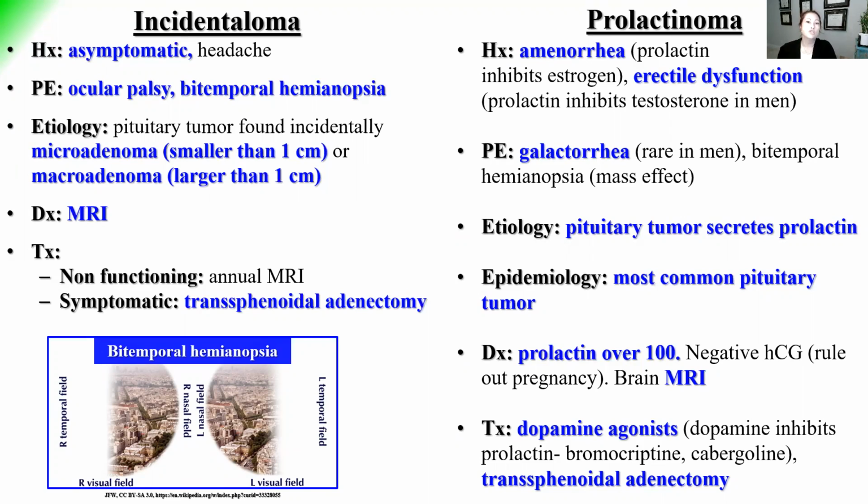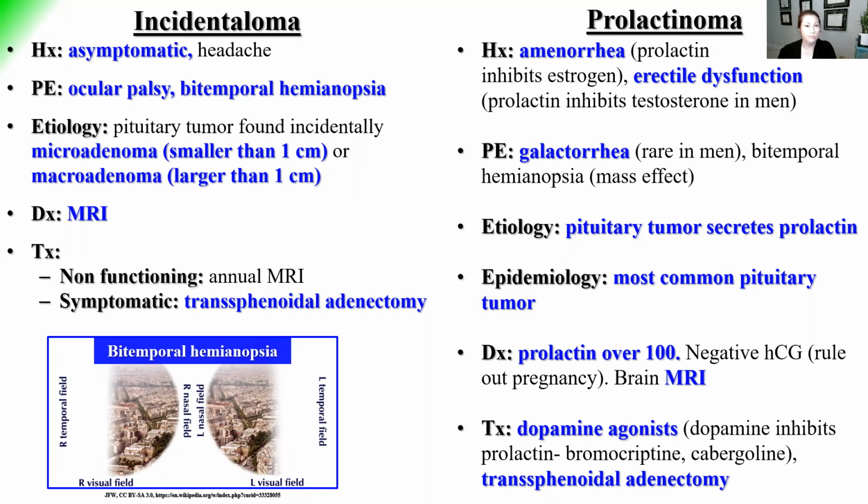side there. So by definition, this is a pituitary tumor that's found incidentally. If it's a microadenoma, it's smaller than 1 centimeter. If it's a macroadenoma, it's considered larger than 1 centimeter. And the diagnosis for this is going to be an MRI. It was found incidentally. If it's non-functioning or they're asymptomatic, you can just observe that with an annual MRI. If they are symptomatic, you can take that out. It's called a transsphenoidal adenectomy, where they actually go in through the sphenoid bone and pull that out.